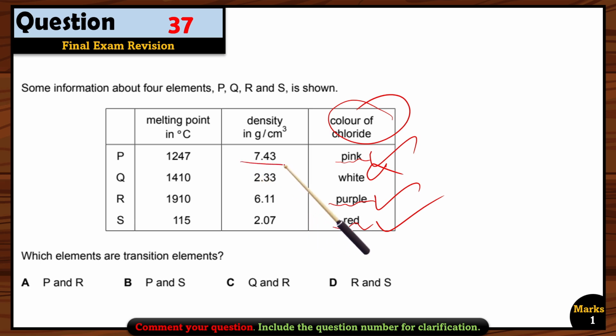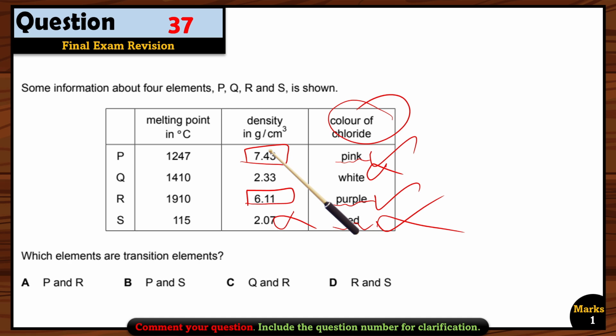And if you look over here, which one has the highest density? These two options have very high density, but this one has a low density. So you have to exclude this option also now. Now we are left with just P and R, right?